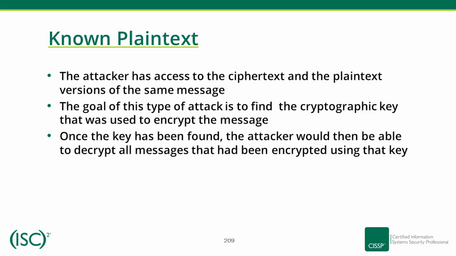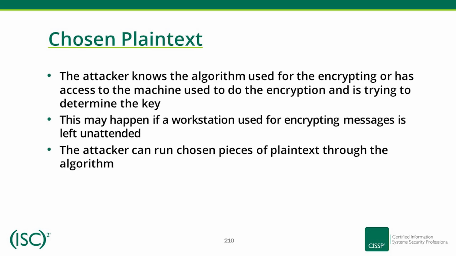Known plaintext. The attacker has access to the ciphertext and the plaintext versions of the same message. The goal of this type of attack is to find the cryptographic key that was used to encrypt the message. Once the key has been found, the attacker would then be able to decrypt all messages that had been encrypted using that key.